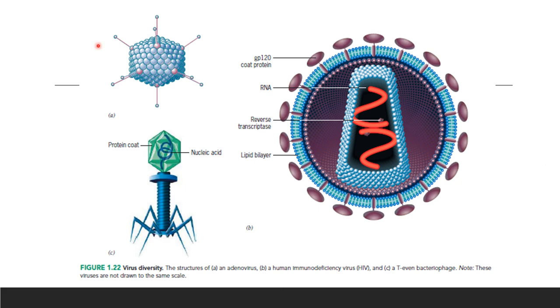So this is actually how virus diversity looks like. Structure A is an adenovirus. That's how it looks like. B is the human immunodeficiency virus, or the HIV. As you see, it has coat proteins, the RNA inside, a reverse transcriptase and a bilipid layer. And then lastly, figure C is a T-even bacteriophage. So that's what you see: the polyhedral head, you have the protein coat, and then you have the nucleic acid inside, and then of course the spindles, okay? And then the body that will inject the virus.